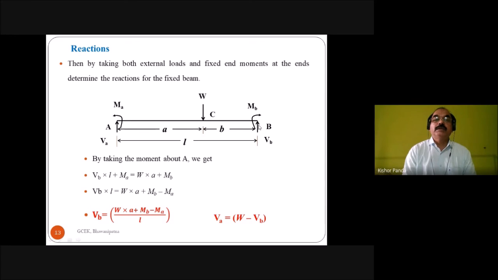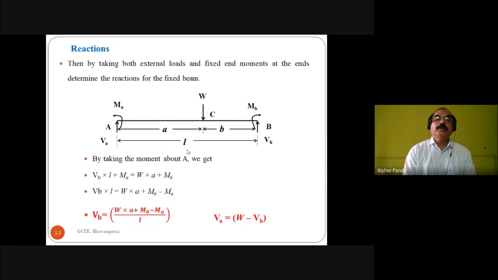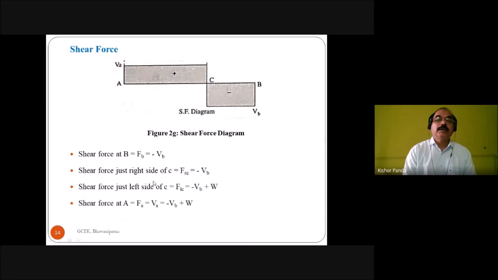Shear force at B is equal to minus VB. Then what is the shear force just right of C? Because there is no load between B and C, this remains constant. FRC is equal to minus VB.